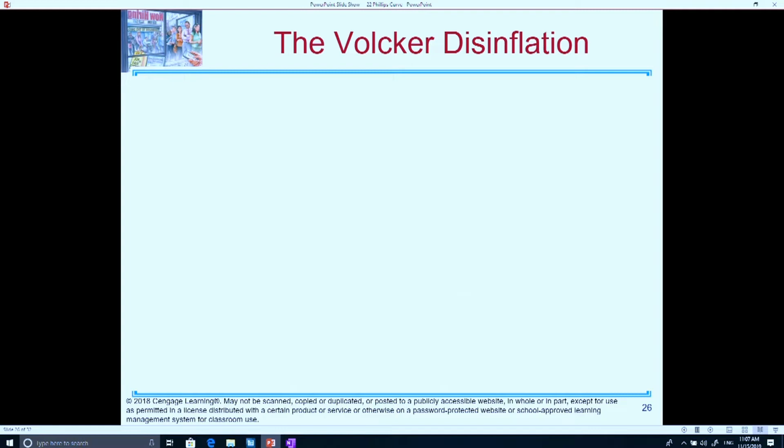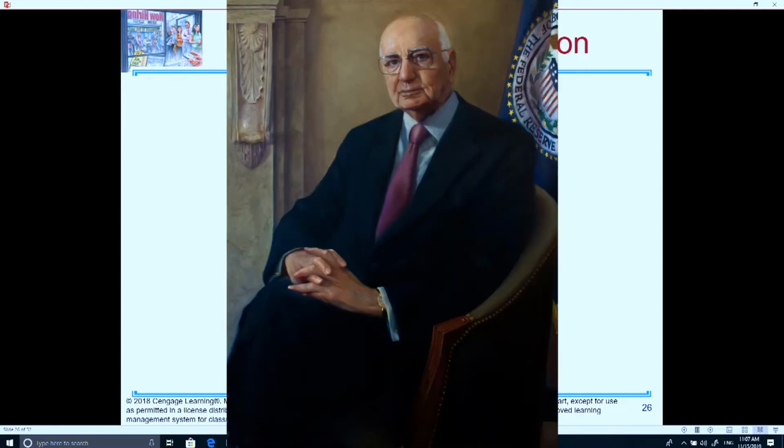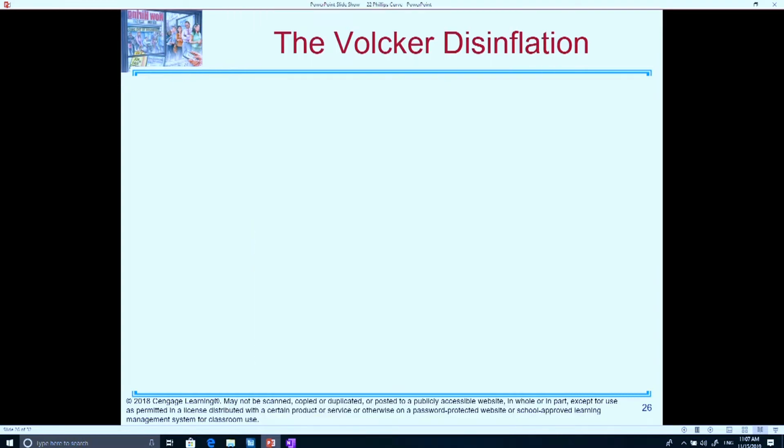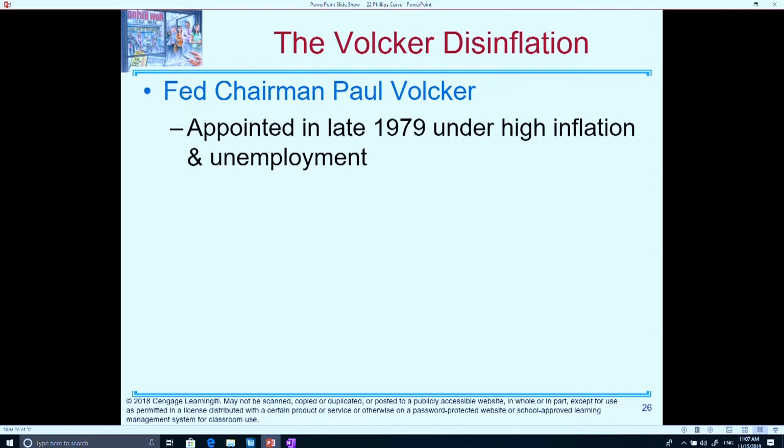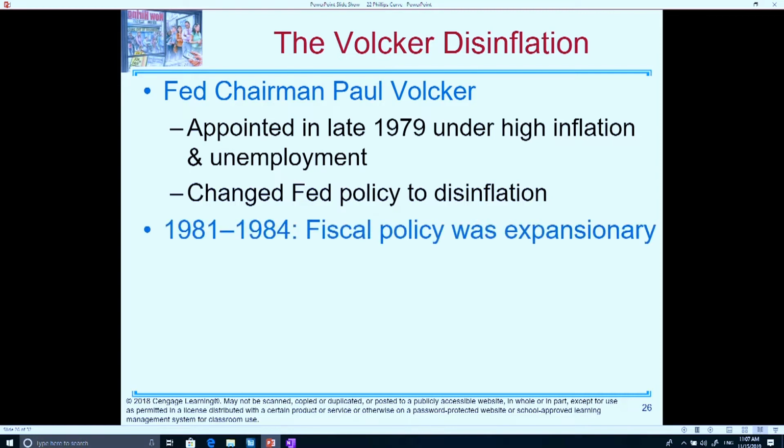Let's talk about disinflation in action. Remember Paul Volcker, the Fed chair in the 1980s? He was appointed in 79 for the purpose of getting rid of the high inflation. So he's like, yeah, we're going to install disinflationary policies. Between 1981 and 1984, fiscal policy was expansionary. Ronald Reagan passed his huge tax cut that pushes the aggregate demand curve to the right.